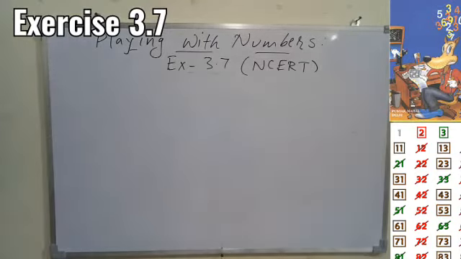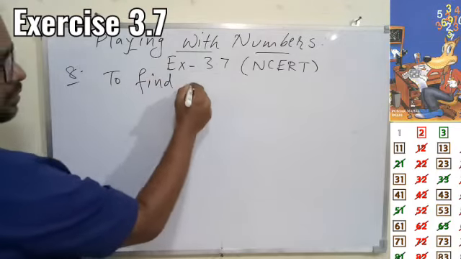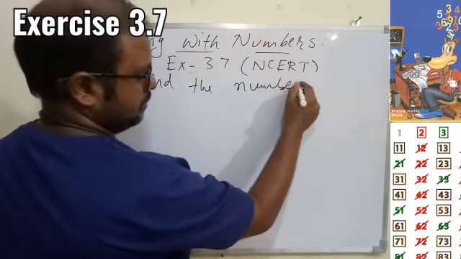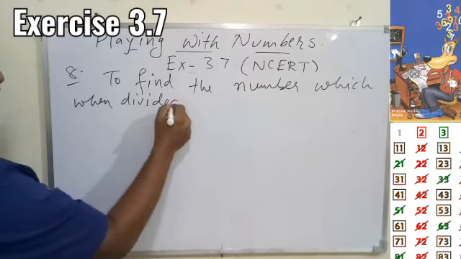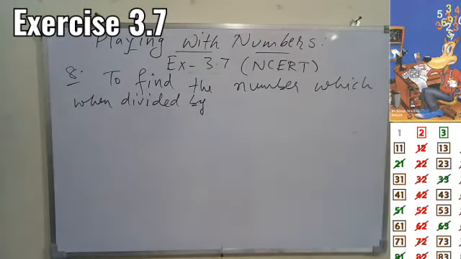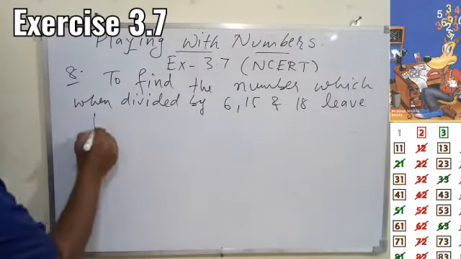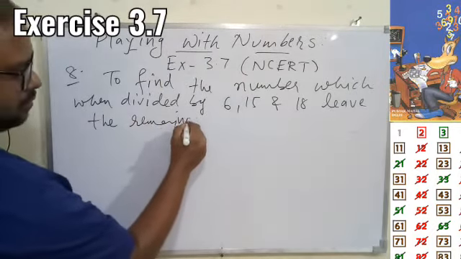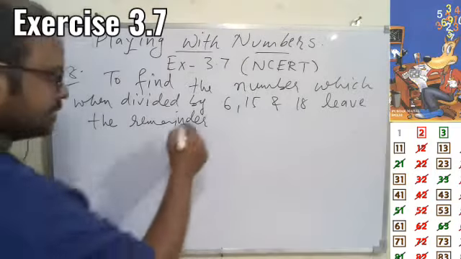And now let's go for the next question. Question number 8, which says: find the least number which, when divided by 6, 15 and 18, leaves the remainder 5 in each case.